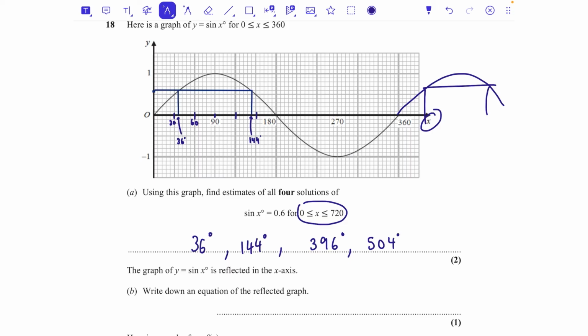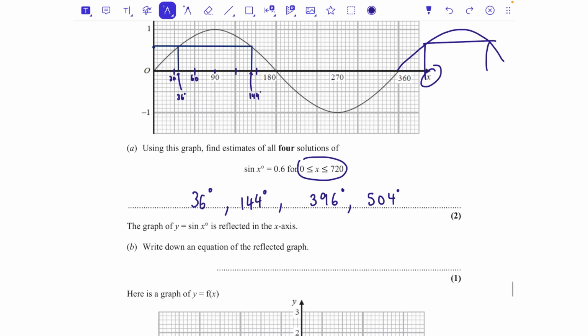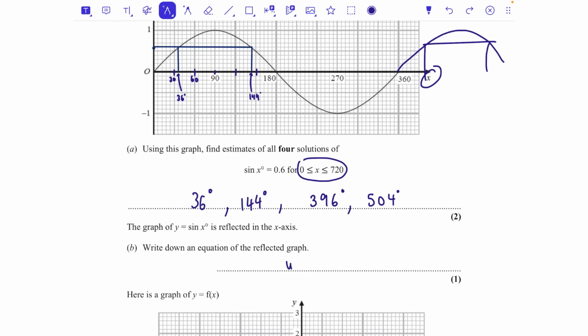The graph of y equals sine x is reflected in the x-axis. So if we reflect it in the x-axis, it's going to go like this instead. Write down the equation of the reflected graph. So that would be y equals minus sine x. Minus f of x reflects that way across the x-axis. F of minus x reflects this way across the y-axis. So putting the minus out the front, that is going to reflect it across the x-axis from up to down.